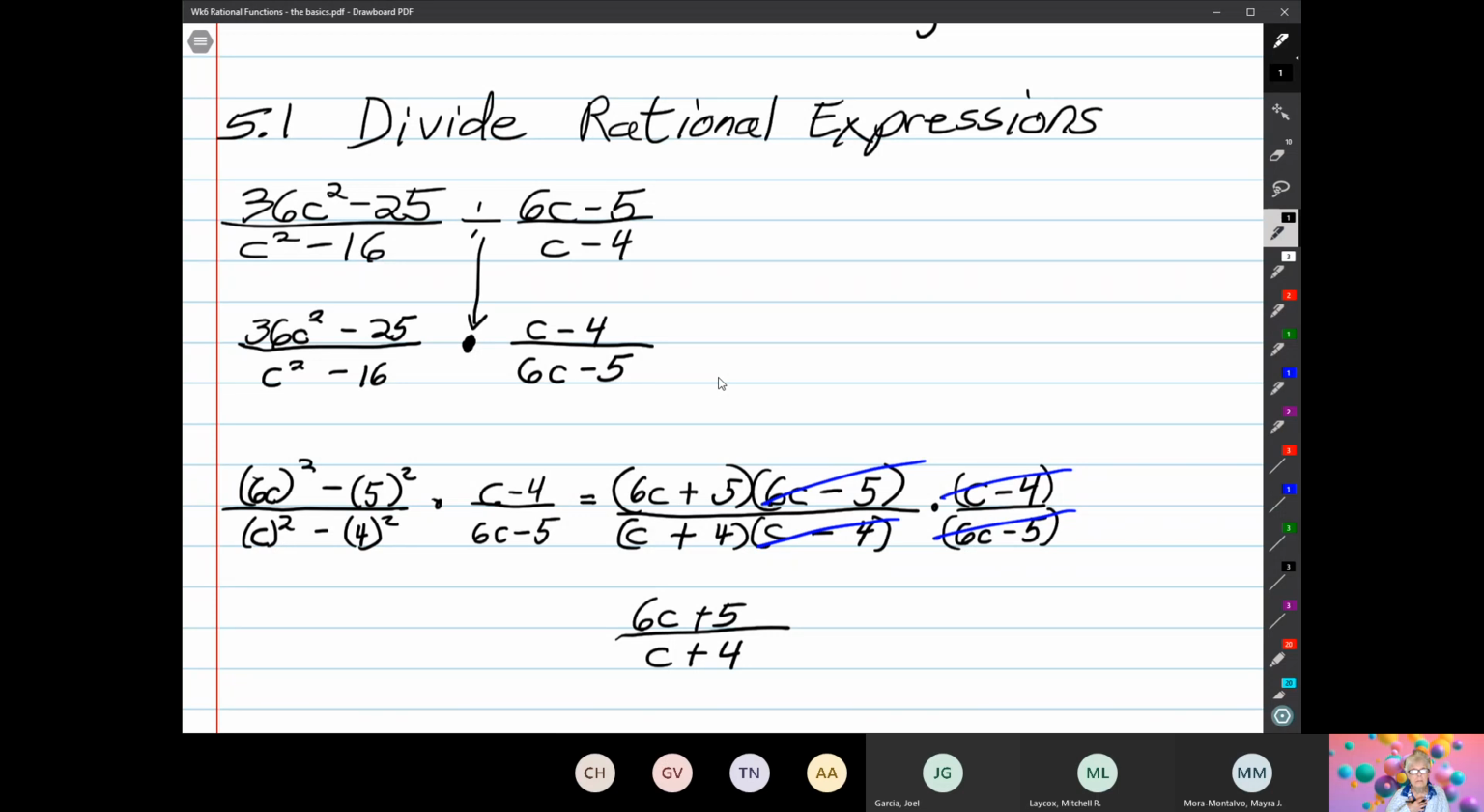Okay. Discussion, questions. Or you want to just go home and practice it. Practice that factoring, doggone it. Get that factoring done.